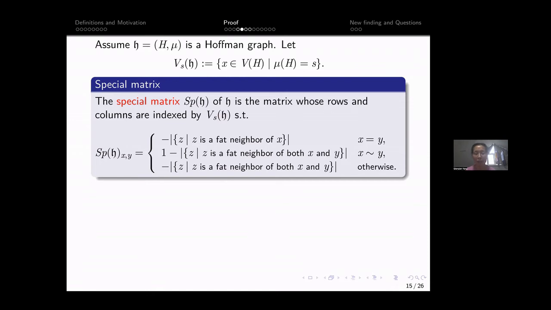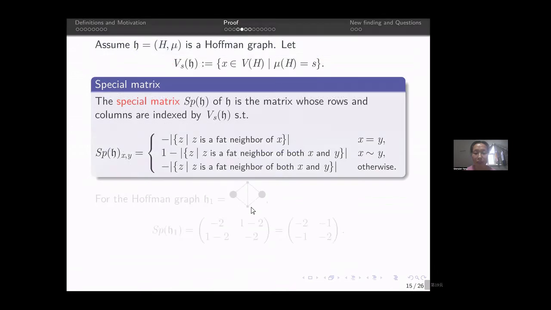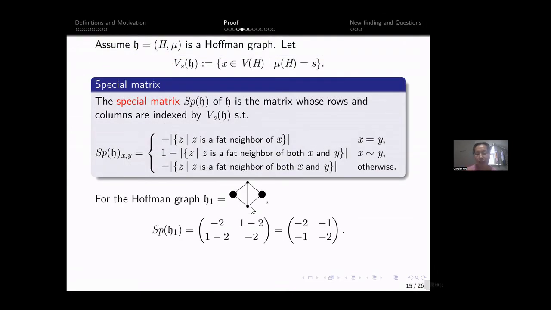There are several ways. Here I give an example. It's better to use the example to explain or to show the special matrix. Here we have a Hoffman graph, and it has two slim vertices. If we look at the picture, the special matrix is a 2 by 2 matrix.